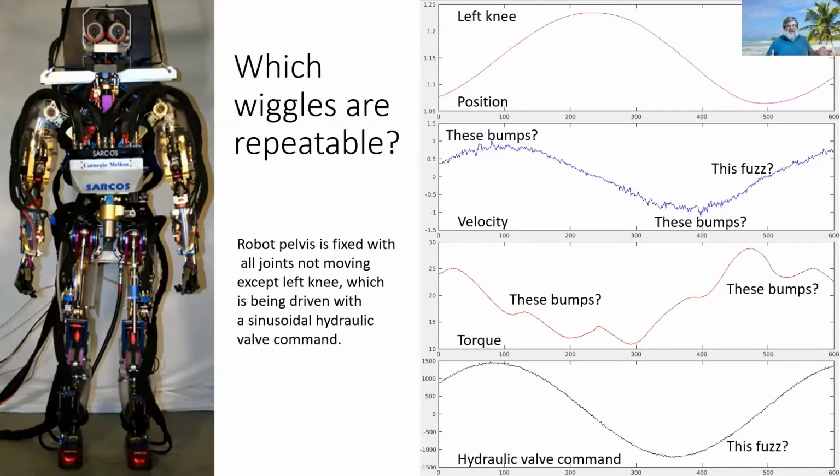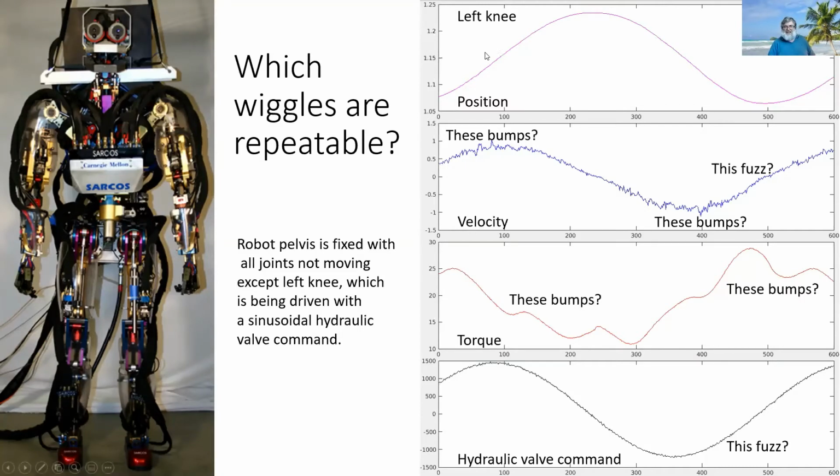One of the arguments that the reinforcement learning folks always apply is, well, you know, the world's stochastic, robots are stochastic, we should be stochastic. I thought I'd present some data from one of the robots I work with. This is a Sarcos humanoid. We basically locked it down and just swung the left knee.